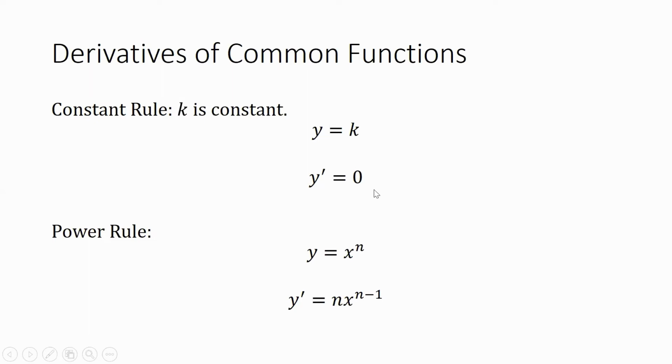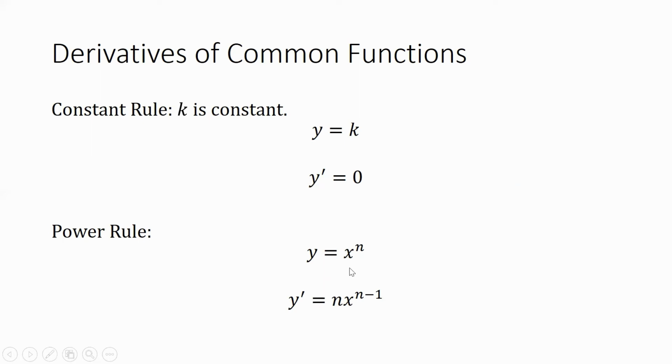We saw that the derivative of a line was the slope. That's actually a couple rules together, one of which is called the power rule. The power rule says if you have y equals x to the n power, then y prime is equal to n times x to the n minus 1.